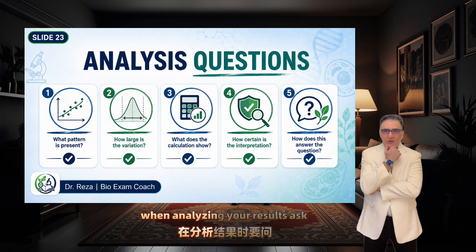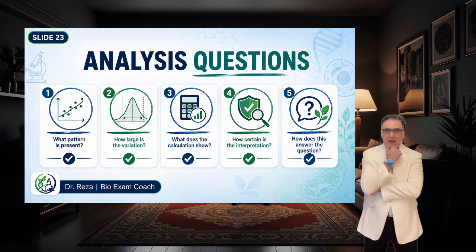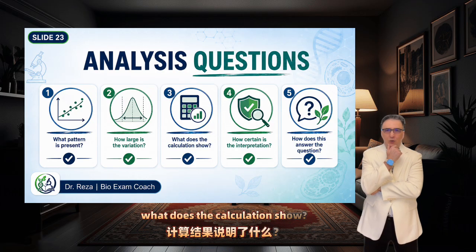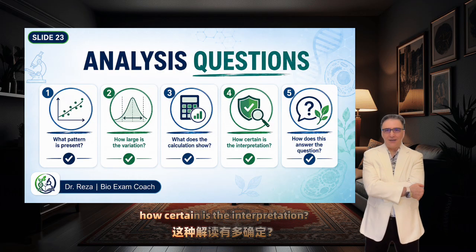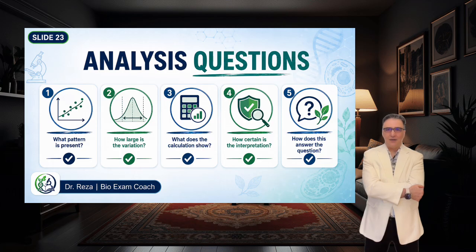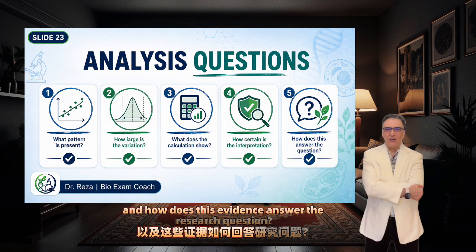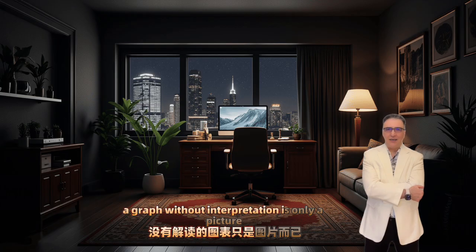When analyzing your results, ask, what pattern is present? How large is the variation? What does the calculation show? How certain is the interpretation? And how does this evidence answer the research question? A graph without interpretation is only a picture.